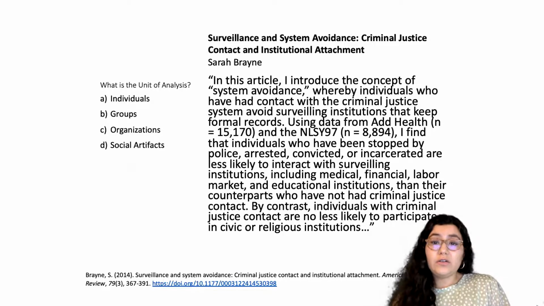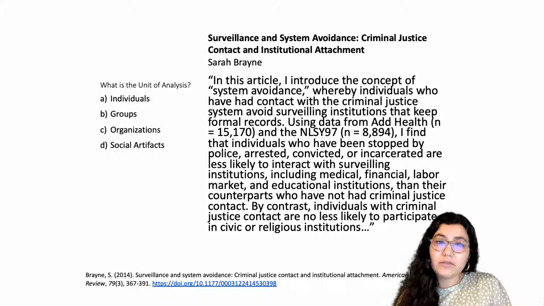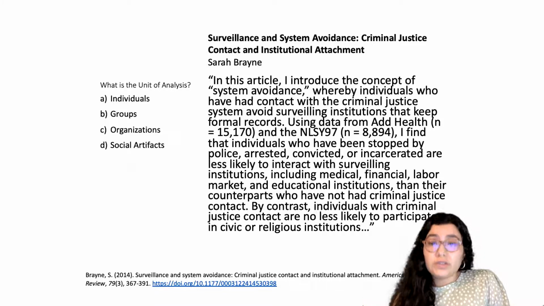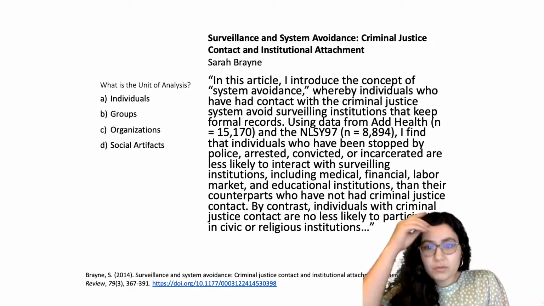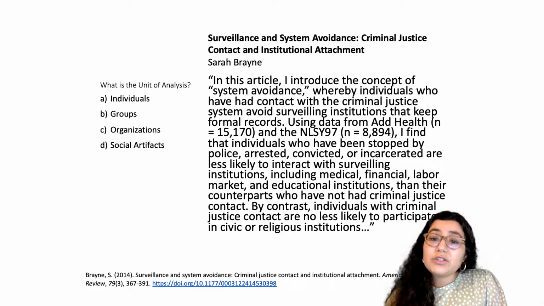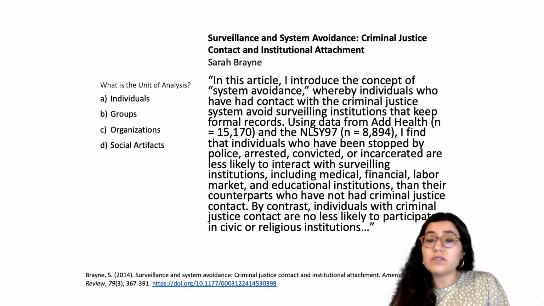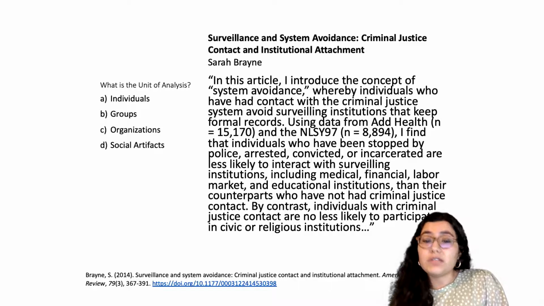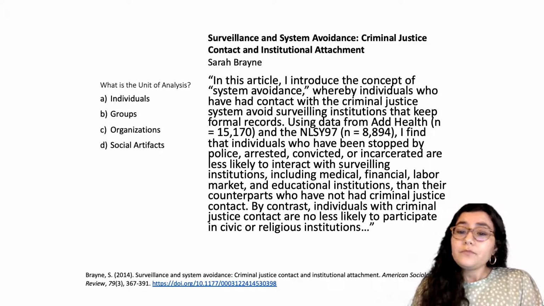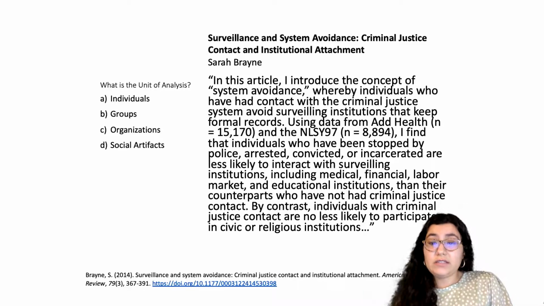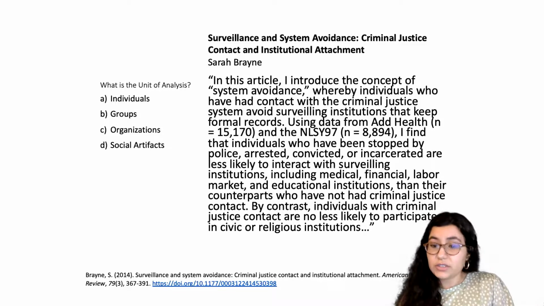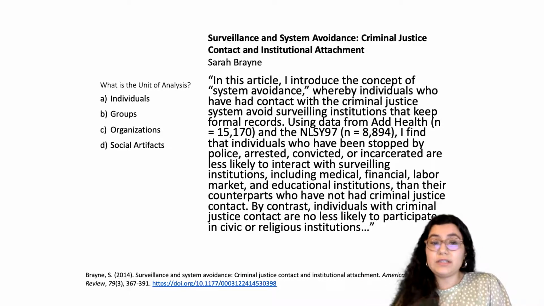Alrighty, and in this article, we're talking about a larger concept, which is surveillance and system avoidance. And so she introduces, Sarah Brayne is a criminal justice scholar who's pretty prevalent right now. And so she used AddHealth data and found that individuals who've been stopped by police, arrested, convicted, or incarcerated are less likely to interact with surveilling institutions, including medical, financial, labor market, and educational institutions, than counterparts who have not had criminal justice contact. By contrast, individuals with criminal justice contact are no less likely to participate in civic or religious institutions. So take a pause here and think about, what is the unit of analysis in this situation?